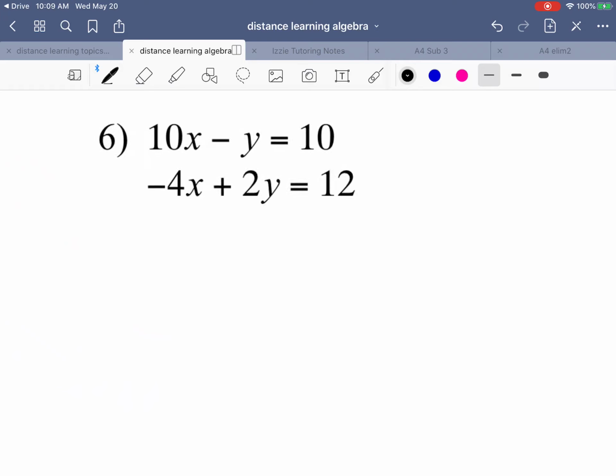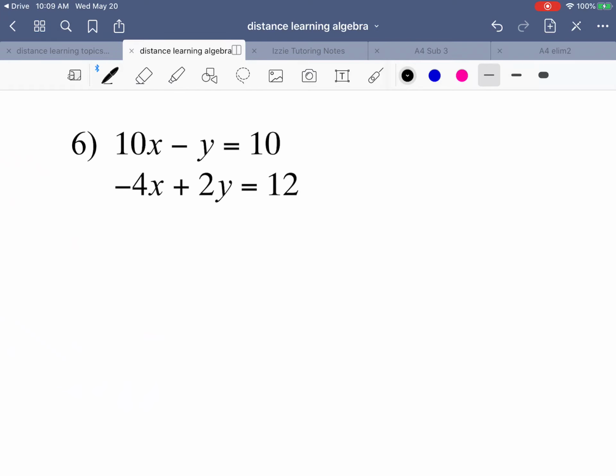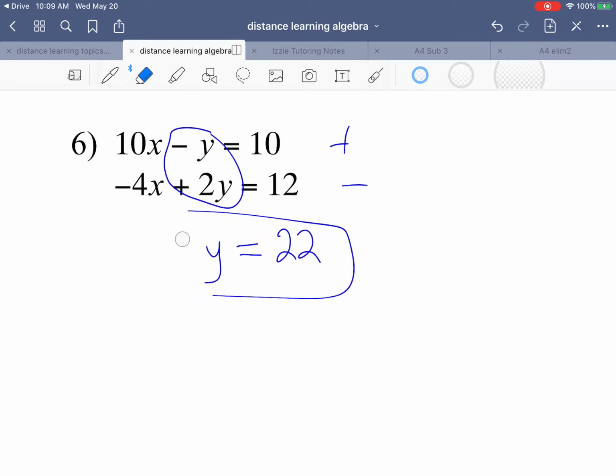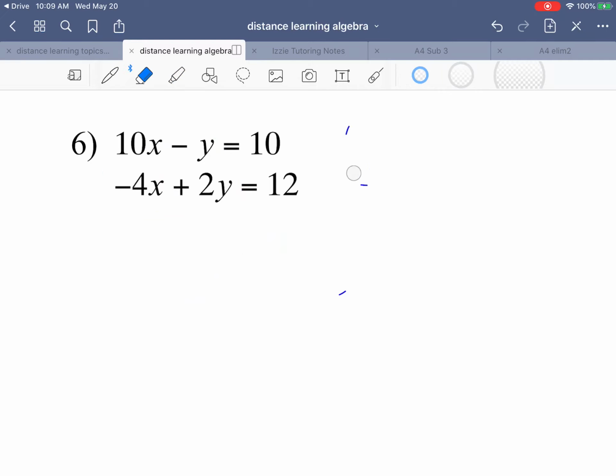If you look at number 6, and you try to add, if I add these, I get 6x. If I add these, I get 1y, and if I add these, I get 22. Now, nothing canceled, nothing eliminated. So we can't just add or subtract here. We actually have to do some work ahead of doing the addition and subtraction, and we can use multiplication to try to cancel some of the variables.